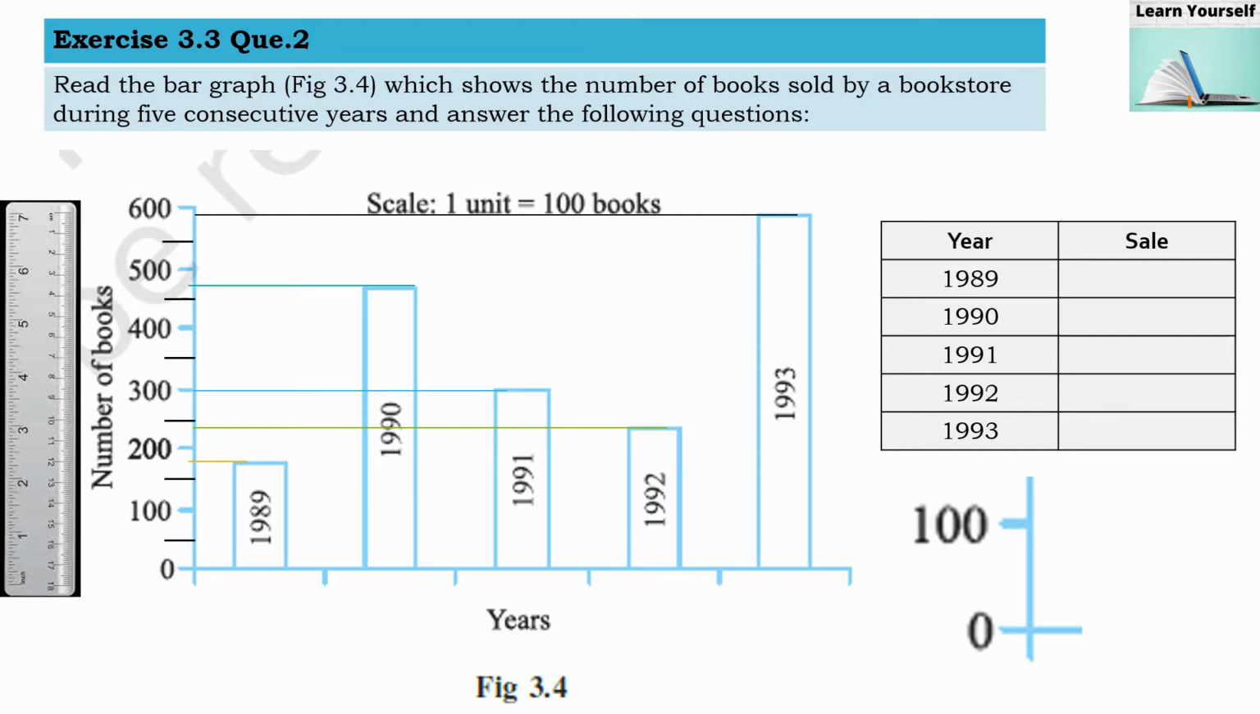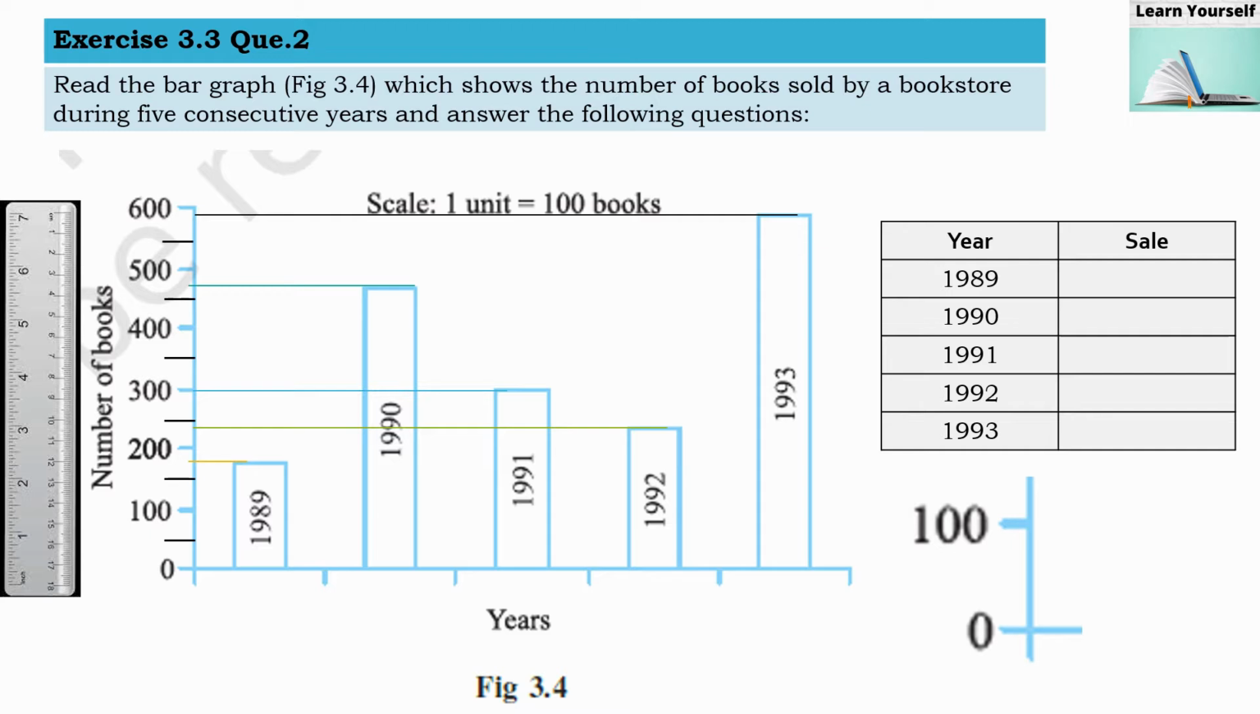Exercise 3.3, question number 2. Read the bar graph figure 3.4 which shows the number of books sold by a bookstore during 5 consecutive years and answer the following question. Now let us first understand the bar graph. To understand the bar graph and to take the reading precisely, that is how many books have been sold in particular years, you have to use a scale.